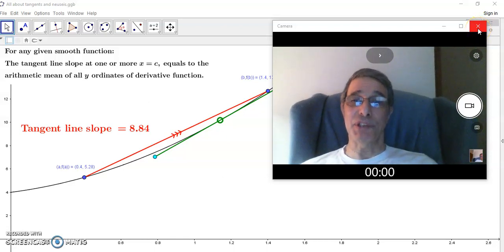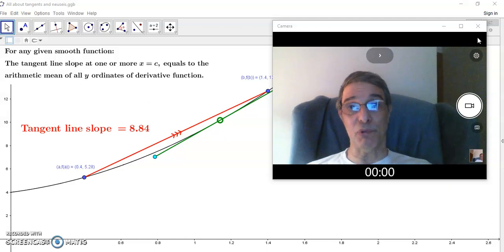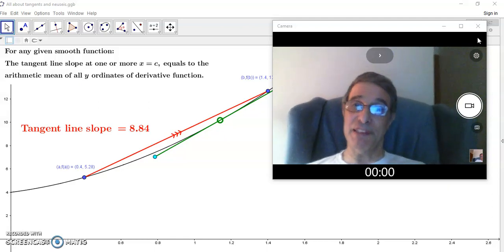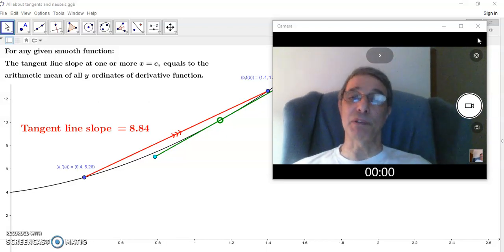My name is John Gabriel, and today I'd like to talk about the topic of nefsis, which I'll explain what that means in a moment. It's a Greek word, and tangent lines, and of course the most important theorem once again in calculus, the mean value theorem, from which the fundamental theorem is derived in one line.